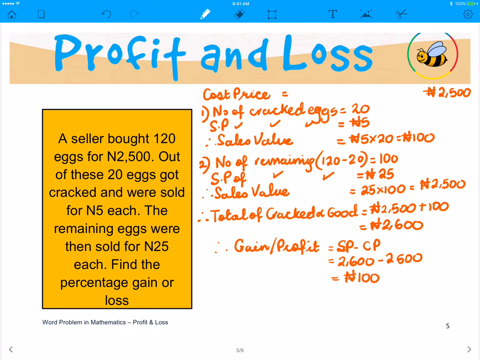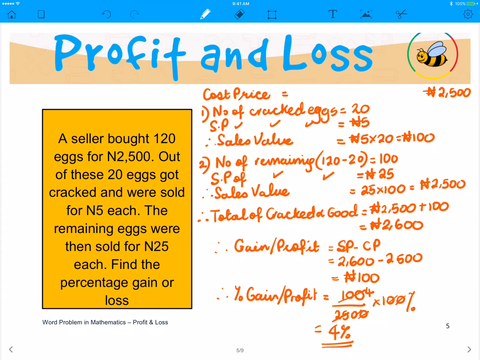But it doesn't end there. The question then challenges us further to calculate the percentage gain. Percentage gain, therefore, percentage gain or percentage profit will be equal to the actual profit divided by the cost price times 100. And this will give us 4%. And you can take your time to do that calculation properly. 100 divided by 2,500 times 100 in percent, and that will give you 4%.